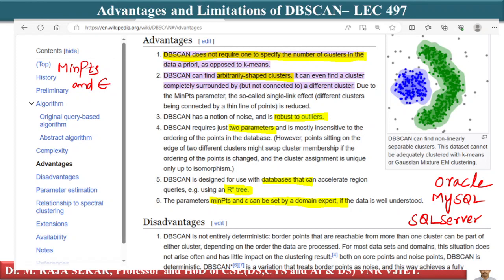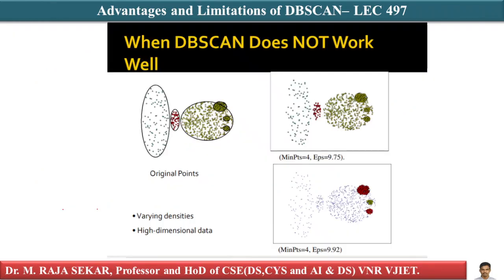Now let's go to limitations of DBSCAN. This is a very nice case where DBSCAN fails miserably. Suppose I have a data set with different densities, isn't it? This region has very high density of points, and this region has very low density of points. This region has again very high density of points. This region also has very high density of points.